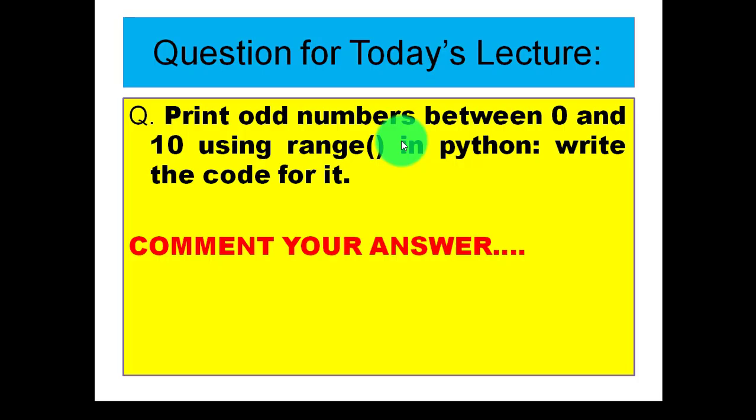Now I'm coming to today's question from this lecture. Print odd numbers between 0 to 10 using the range function in Python. You need to write the code for it. Just a two-statement code you need to write. First write that in your Spyder IDE, verify it, and after that comment your answer. And I'll go through them.